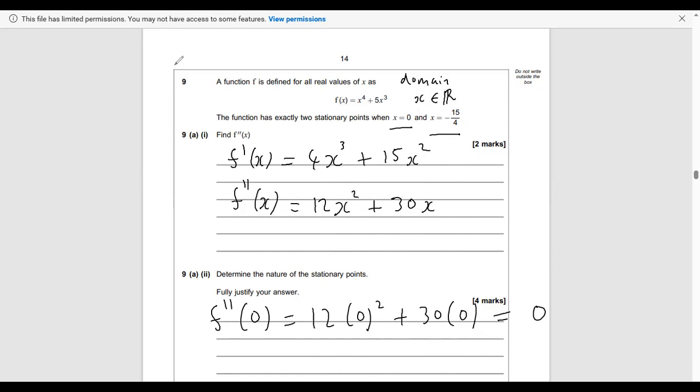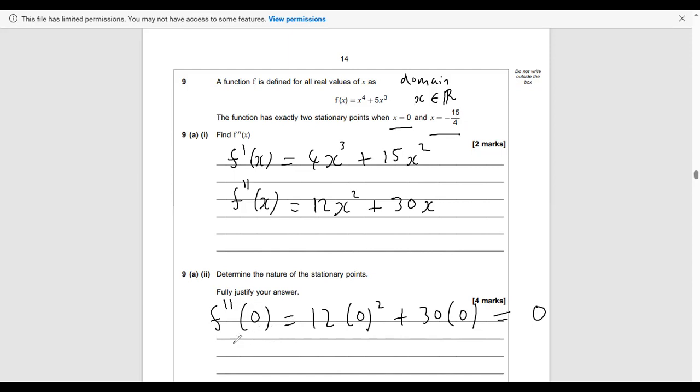It could be a point of inflection, but we have to check for certain. Just because the second derivative is equal to 0 doesn't necessarily mean that this is a point of inflection. So we have to do a test where we look at the function we've got here, this quartic curve, x to the power 4 plus 5x cubed. We want to think about values of x a little bit smaller than 0 and values of x a little bit bigger than 0.